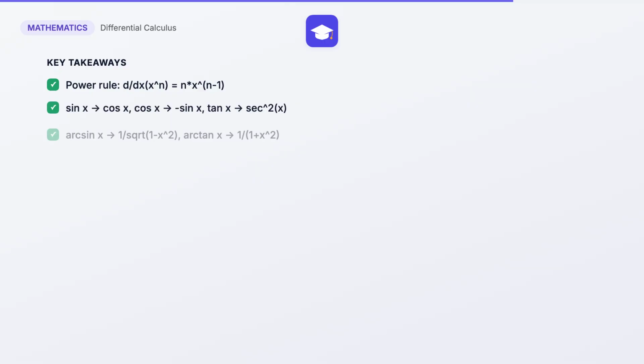Let's recap. The power rule d dx x to the power n equals n x to the power n minus 1 handles polynomials and, combined with the quotient rule, rational functions. The six trigonometric derivatives follow a consistent pattern, with cosine carrying a negative sign, while their inverses involve square roots or simple rational forms. E to the power x is its own derivative, and ln x has derivative 1 over x. Having this entire table memorized for instant recall, combining it with the chain, product, and quotient rules for real problems, is the key skill this topic tests.